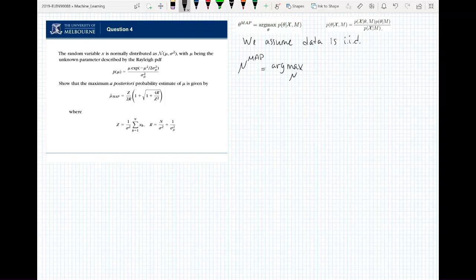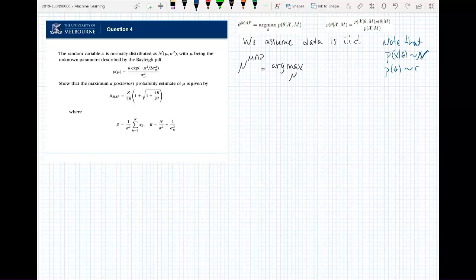And I can skip the m. The models are given. We are looking at the normal distribution, and then the unknown parameter has a Rayleigh distribution. So the p x given theta is normal, right? So this is important to note. Note that p x given theta is normal, right? As given, right? And then p theta is Rayleigh.